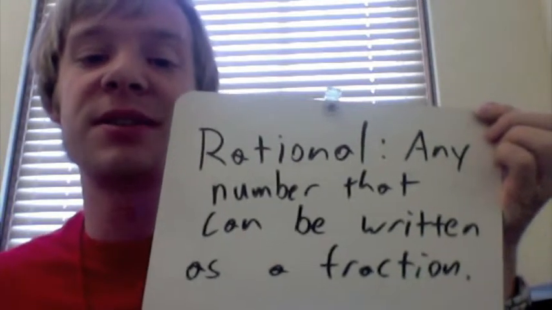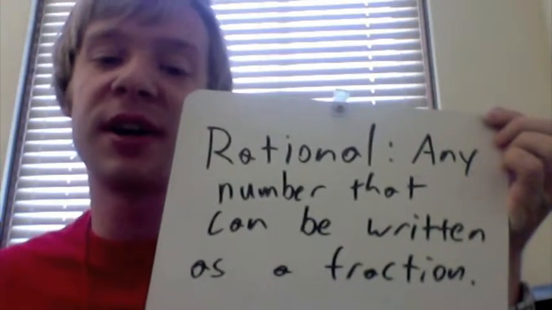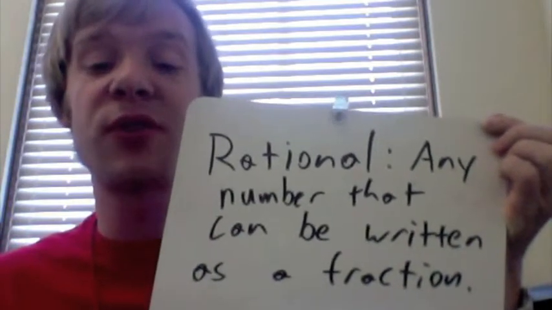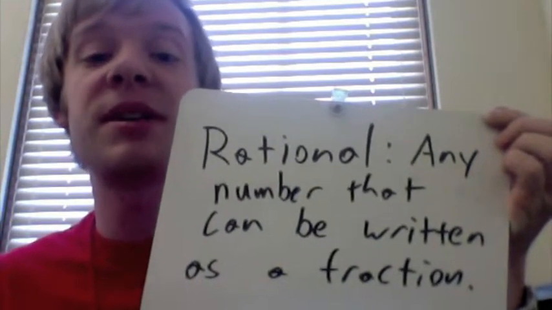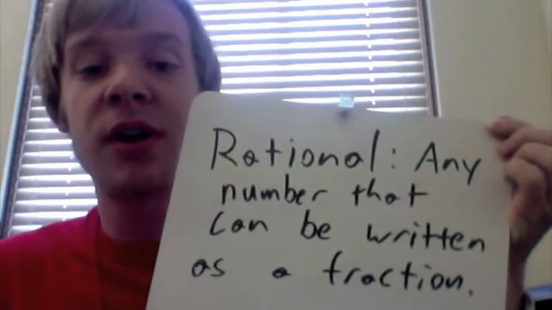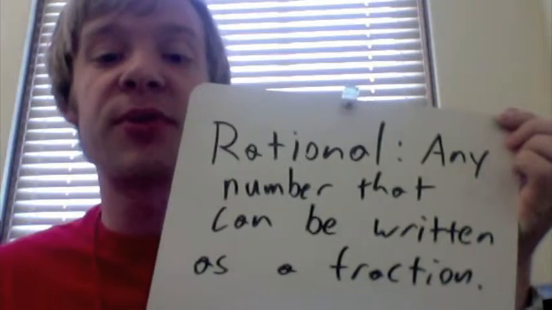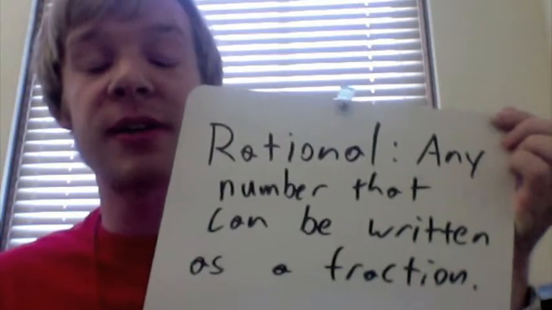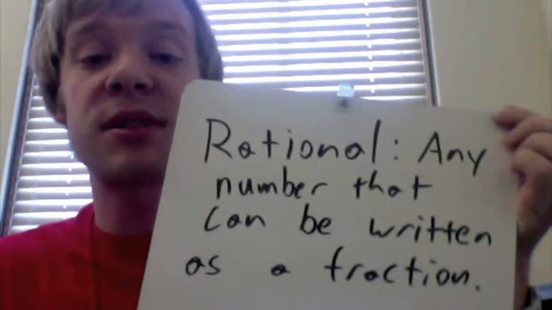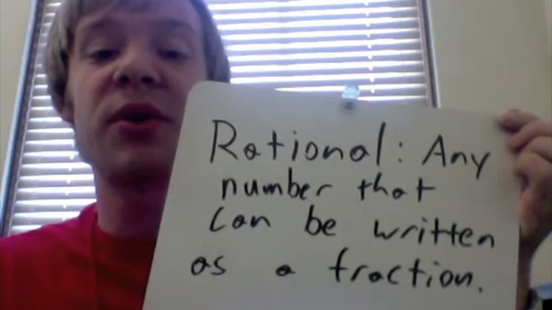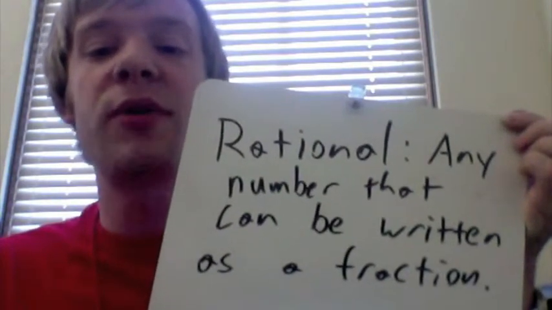We know that pi is 3.1415926 and continues on forever and ever, and it doesn't repeat. That makes it an irrational number. A number such as 0.3333333333 repeating forever is still a rational number because that can be rewritten as 1/3.